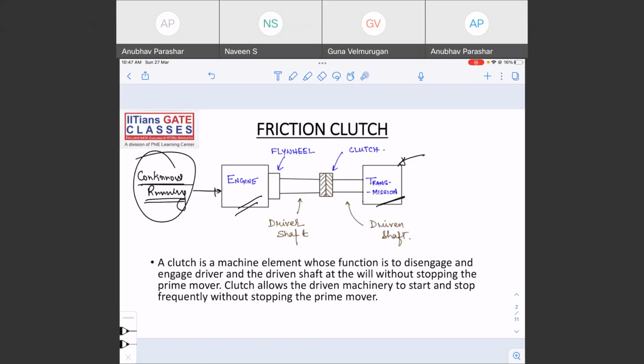So we can simply say, we cannot give too much time in explanation. Otherwise 15-20 minutes could have been given on how exactly everything works, but we don't have the luxury of time. A clutch is a machine element whose function is to disengage and engage a driver and driven shaft. The driver shaft is attached with the engine, and the driven shaft is attached with the transmission system. Clutch allows the driven machinery to start and stop frequently without stopping the prime mover, that is, the engine. This is the main function of the clutch.